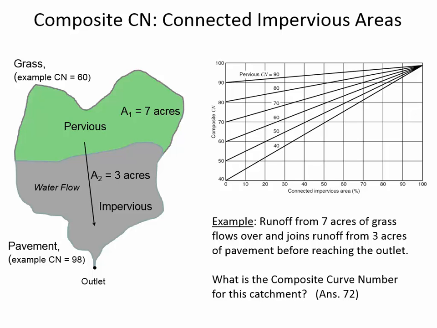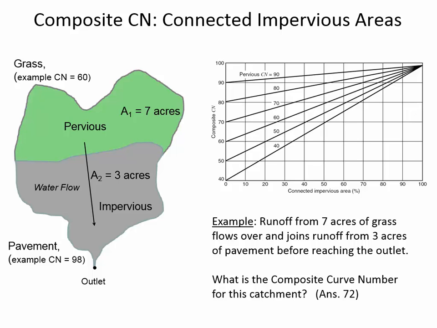Okay, so the connected impervious area is 3 acres, and the total area is 3 plus 7, 10 acres. And so the percent connected impervious is 30%. 30% of the entire watershed is directly connected to the watershed outlet, and that's the impervious area.